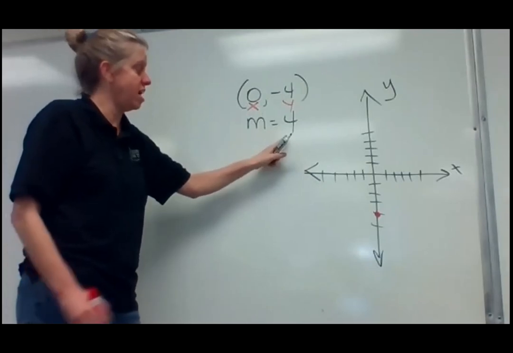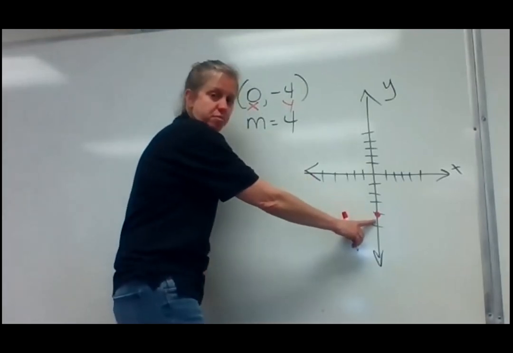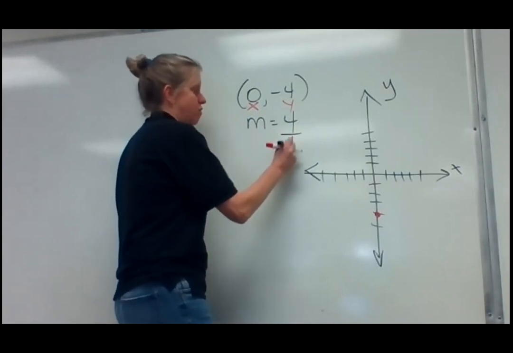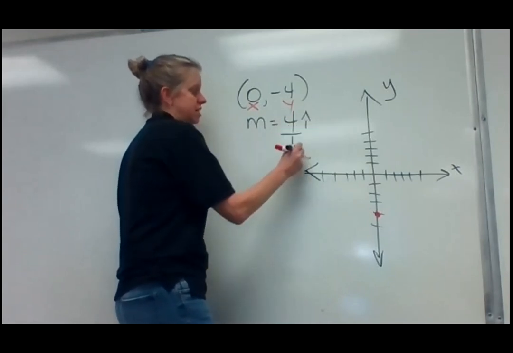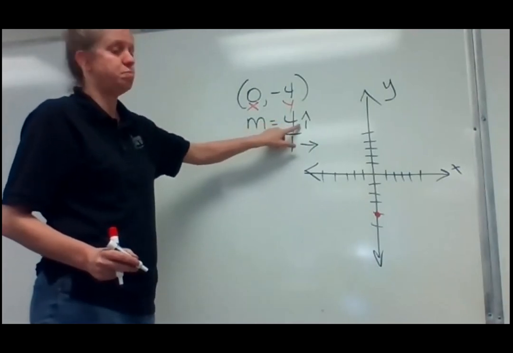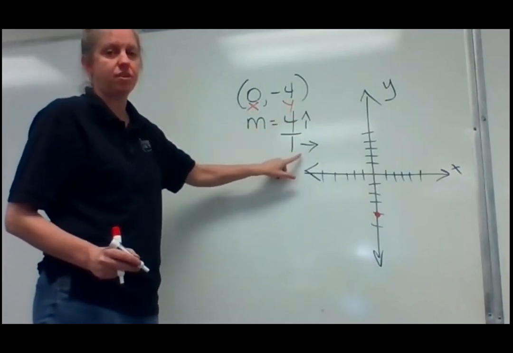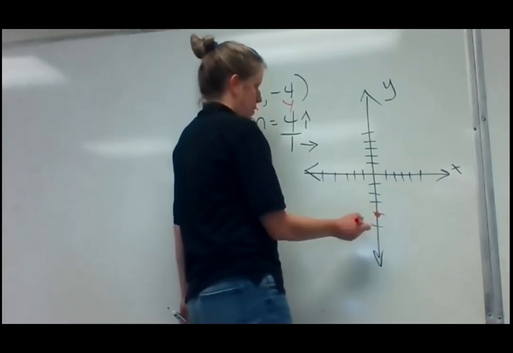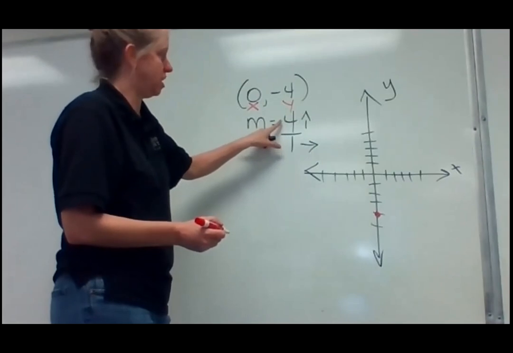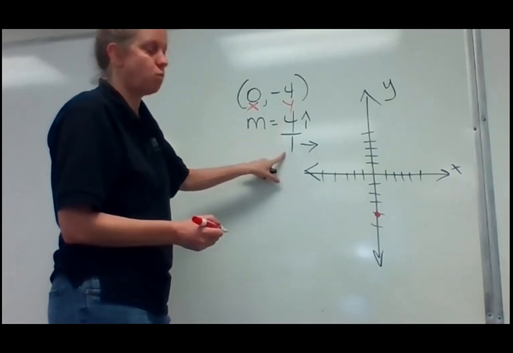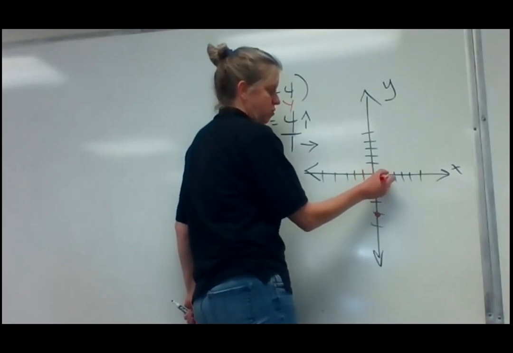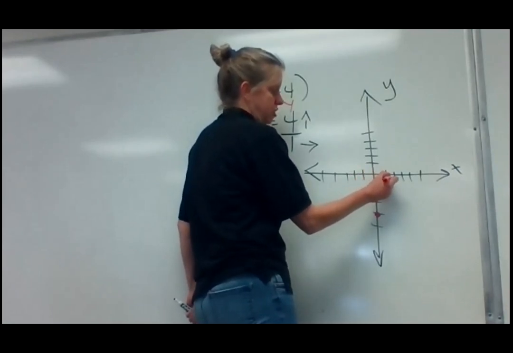So there's a point. Now I just need to count out the rise and the run from this point. Well, if that's the slope, think of it as being over 1. There's your rise and your run. So this time, since it's positive, I'm going up. Up 4, right 1. Up 1, 2, 3, 4 to the right 1, and put your next point.